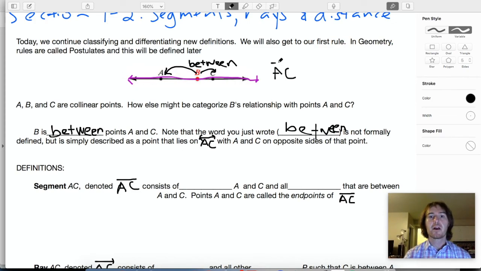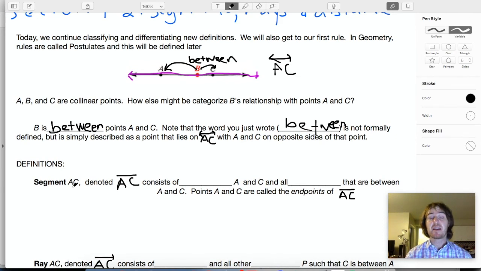Okay, so remember, for a line, you need to mention two of the points and have these arrows here. That means that this is that undefined term that continues onward forever, on this sort of left-right dimension right here. So beyond that, you guys should have heard of segments by now. Segments are part of a line, a subset of a line.